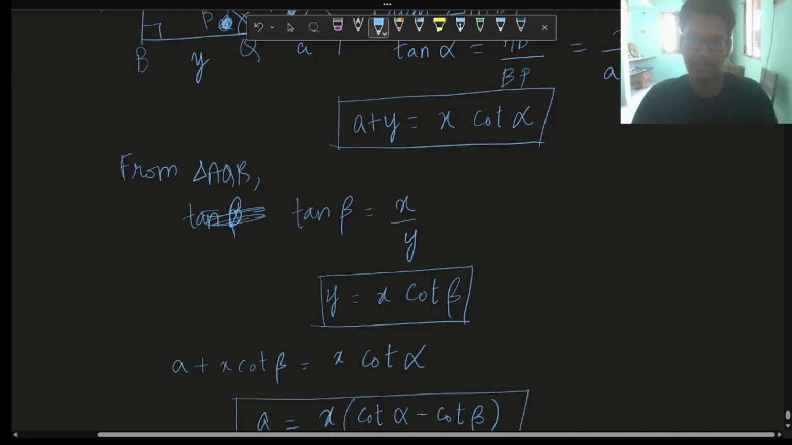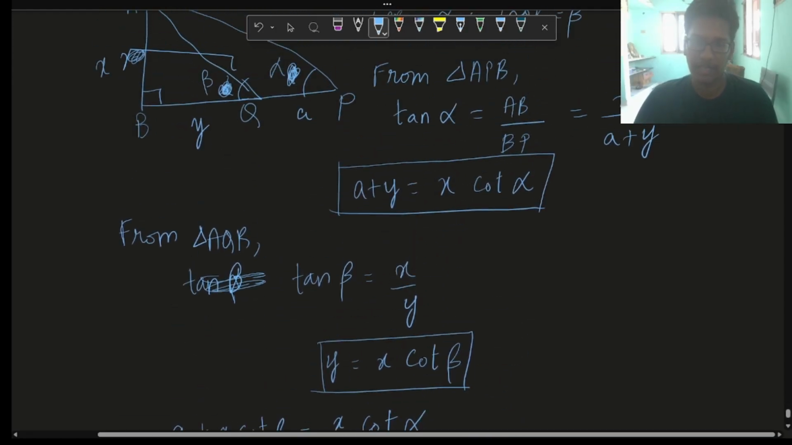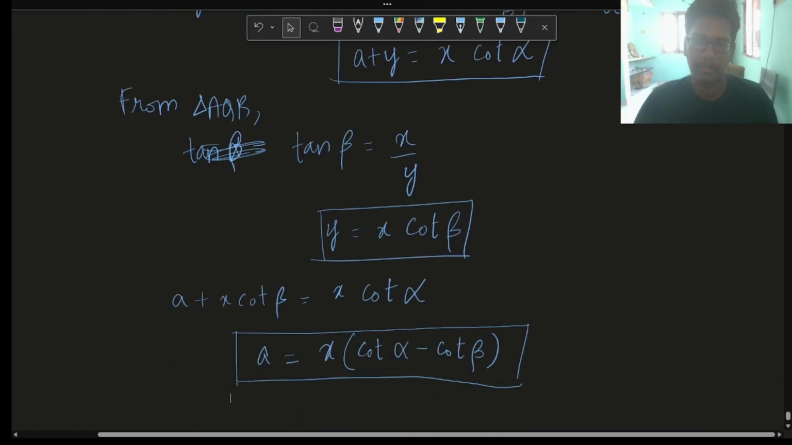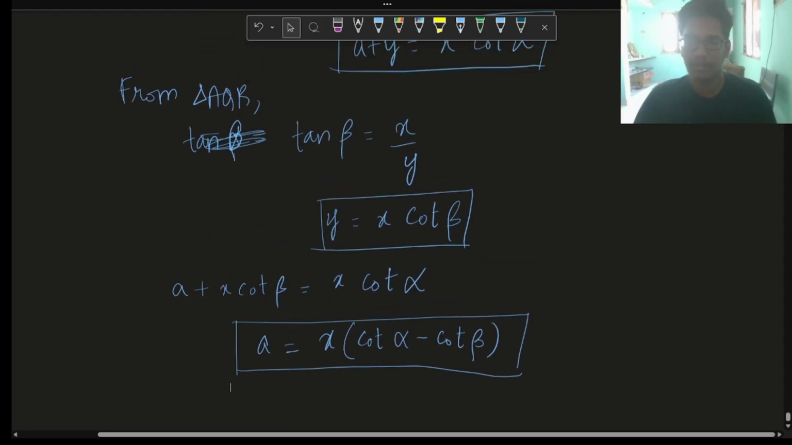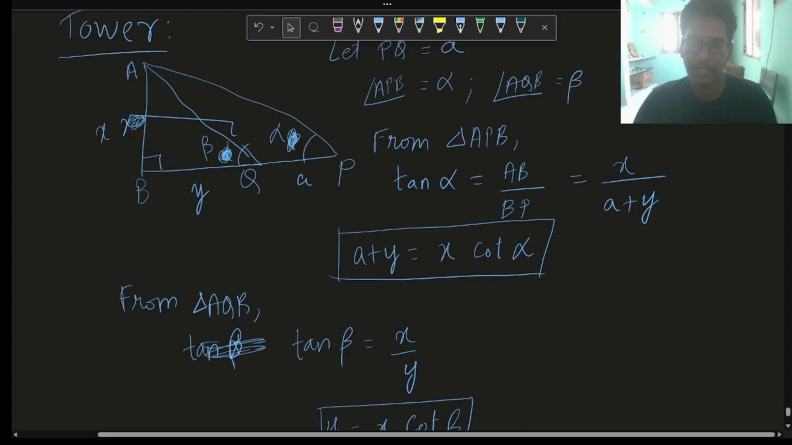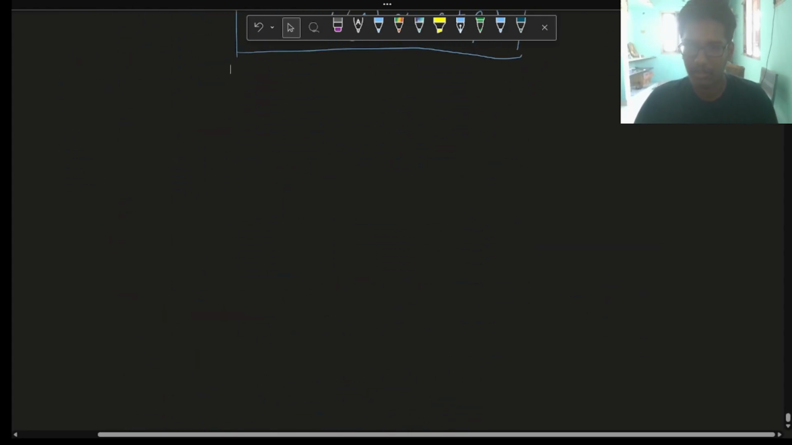Then you would get this type of scenario, and the answer would be like this: A plus Y would be X cot alpha, and Y is equal to X cot beta, and A is equal to X of cot alpha minus cot beta. So this is what we use if we wanted to find the distance of P and Q. Okay. So the situations would be more likely similar to this.